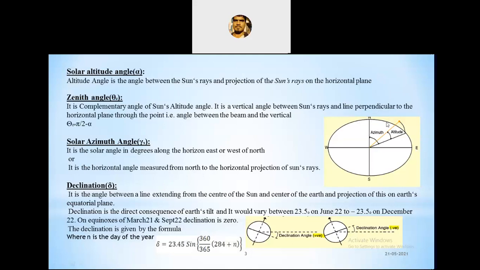Next important definition is declination, delta. Declination is the angular distance of the sun rays north or south of the equator. This horizontal line is called the equator line.